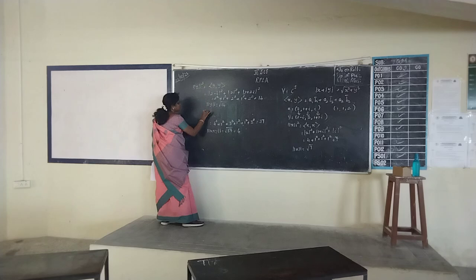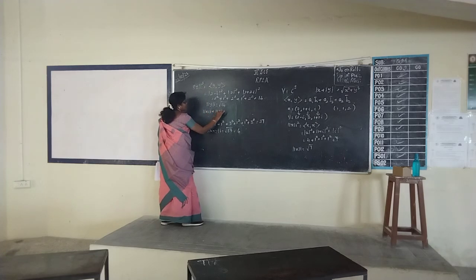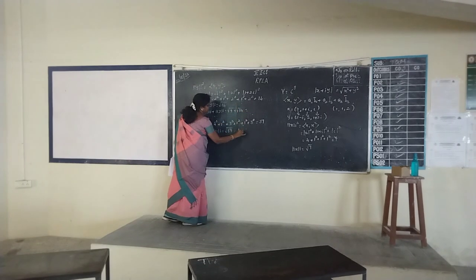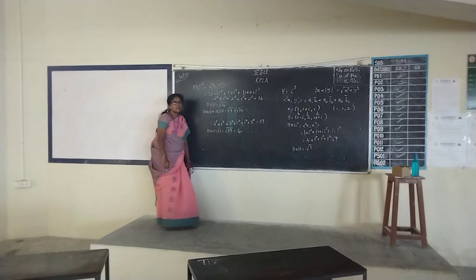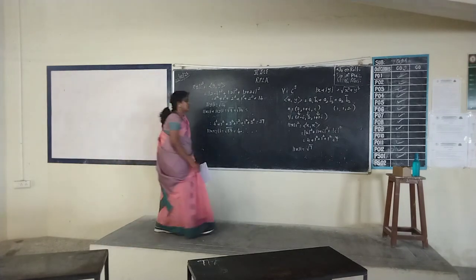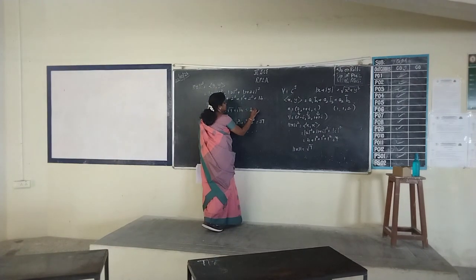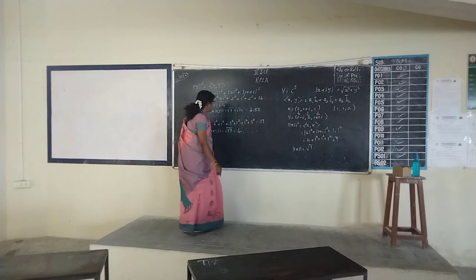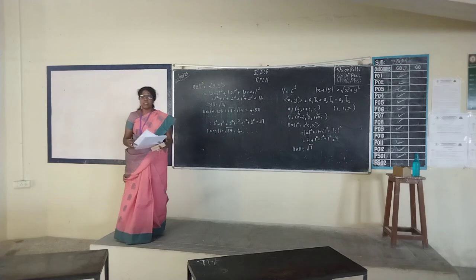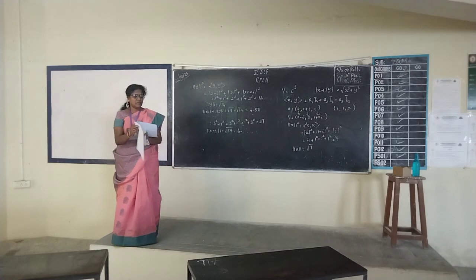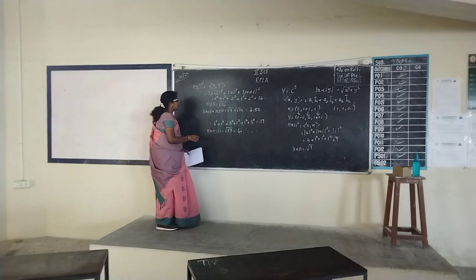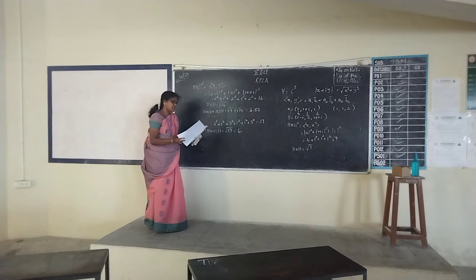Find what is norm x plus norm y. Square root of 7 plus square root of 14. What is this answer? 4.8. Adding both. And what is square root of 37? 6.1. Is that satisfying or not satisfying? Not satisfying.